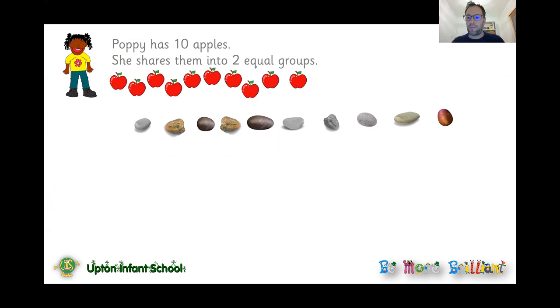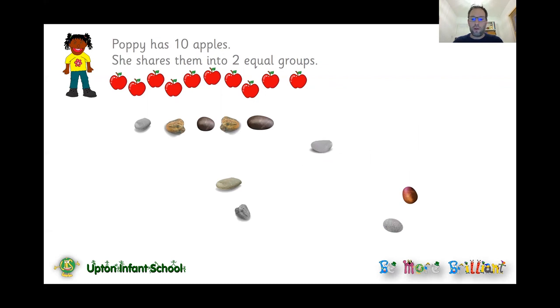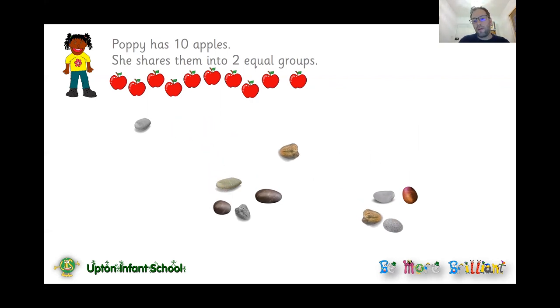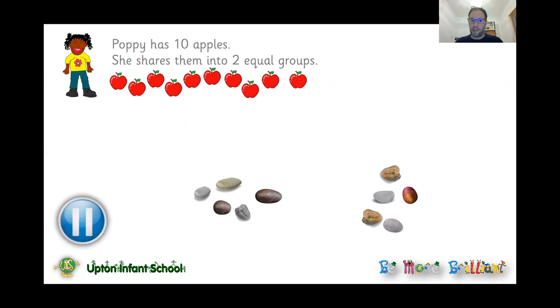So we've got our 10 apples, our 10 pebbles, and now it says Poppy shares them into 2 equal groups. Okay, so I'm going to move my pebbles into 2 groups, one group over here and another one over there. I'm going to share one over here and one over there, one for you, one for you. Could you please pause the video and sort your 10 objects into 2 equal groups now?